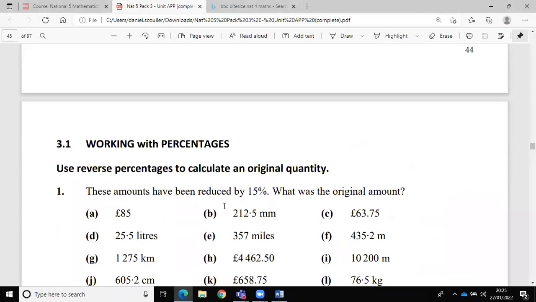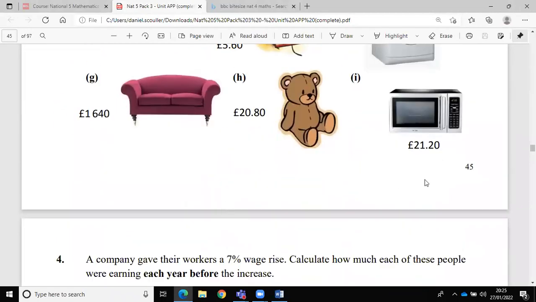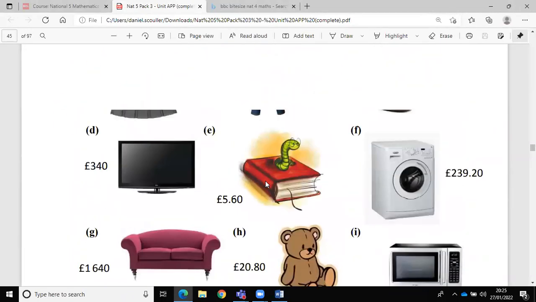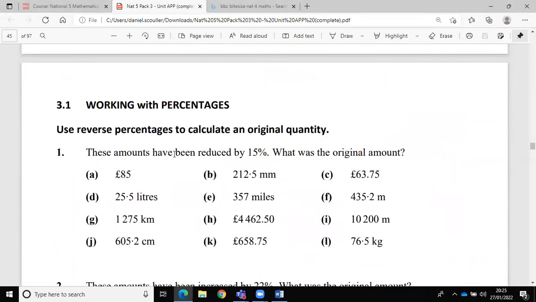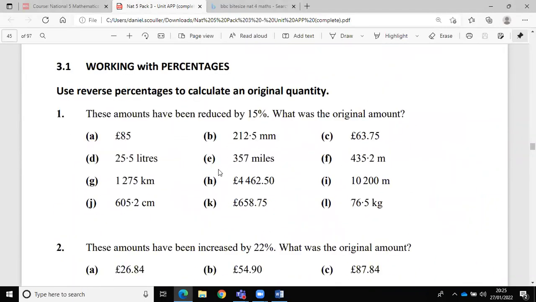Okay, so going back, starting on page, remember this is pack 3 on page 45. These amounts have been reduced by 15%. What was the original? So £85 is 85% of the original value. Dividing that by 85 takes it to £1, so 1% of that is £1. So the original amount for question 1A would have been £100.